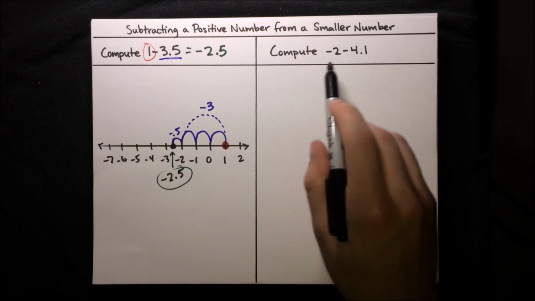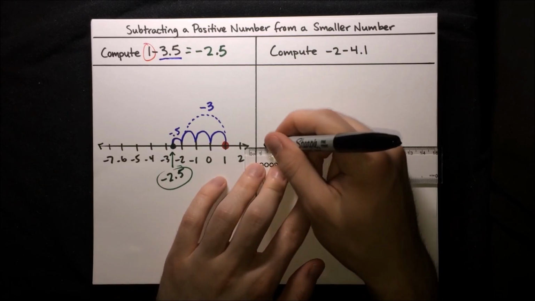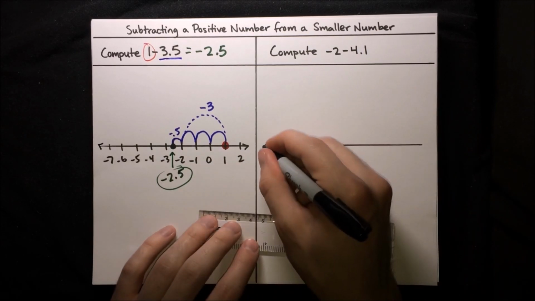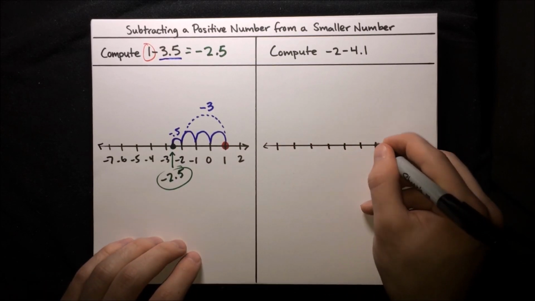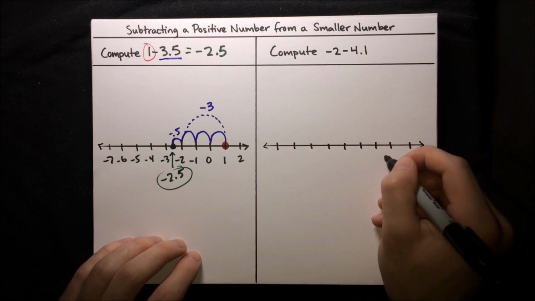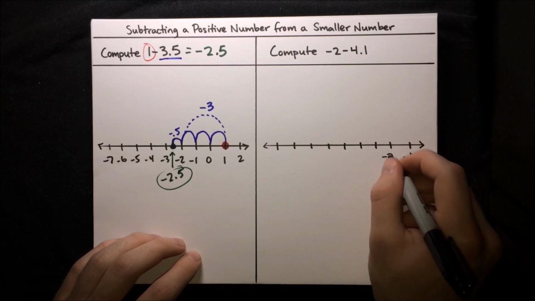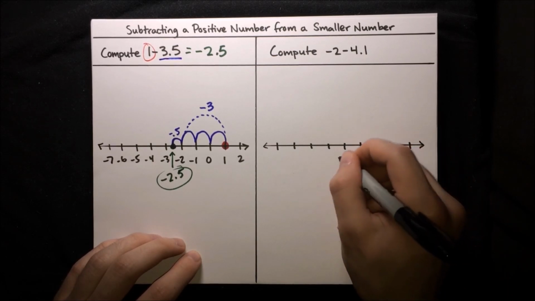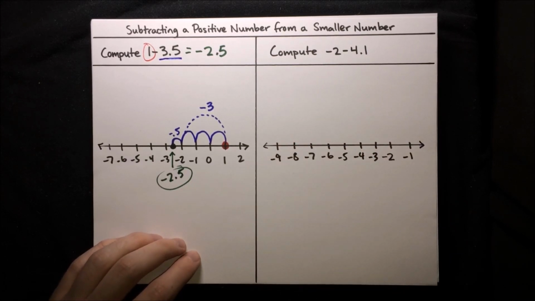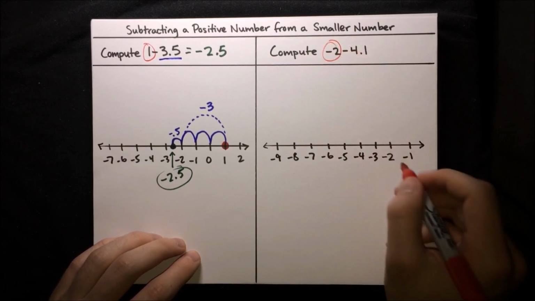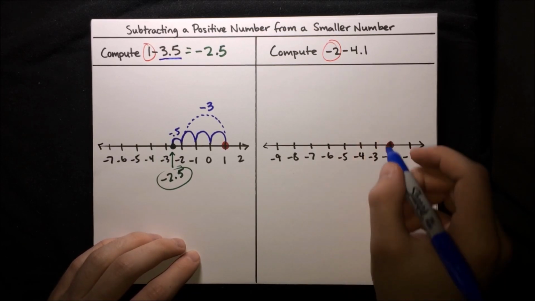All right, the next one, compute negative 2 minus 4.1. Decimals again, and our approach is going to be the same. Start out with our number line here, put some tick marks, and we're starting at -2, so write that on the right hand side. Then fill in the rest of the number line, -1, -2, -3, -4, -5, -6, -7, -8, -9, and now we're ready to go ahead and draw on it. So starting at -2, that's right over here, and then we have to jump backwards by 4.1 units.